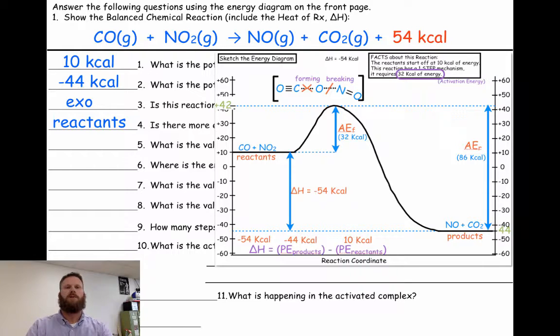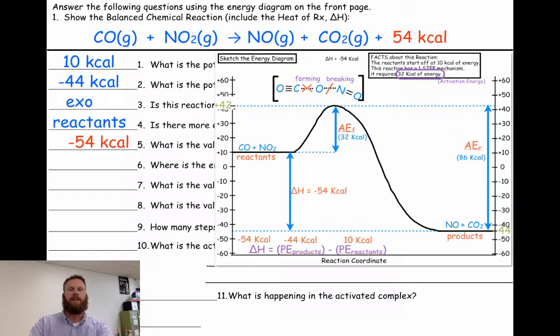What is the value for the heat of reaction? This is delta H. Delta H was given in the problem, and we can see here in the diagram that it is negative 54 kcals. This is the question where you must include the sign along with the value. When in doubt, include the sign with the number.